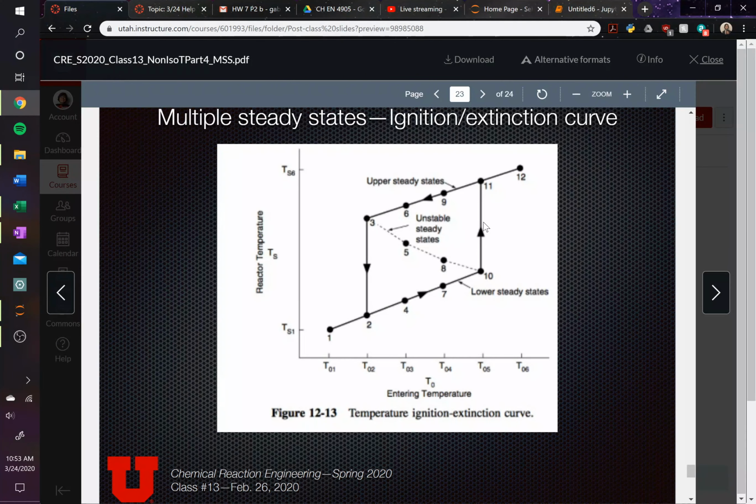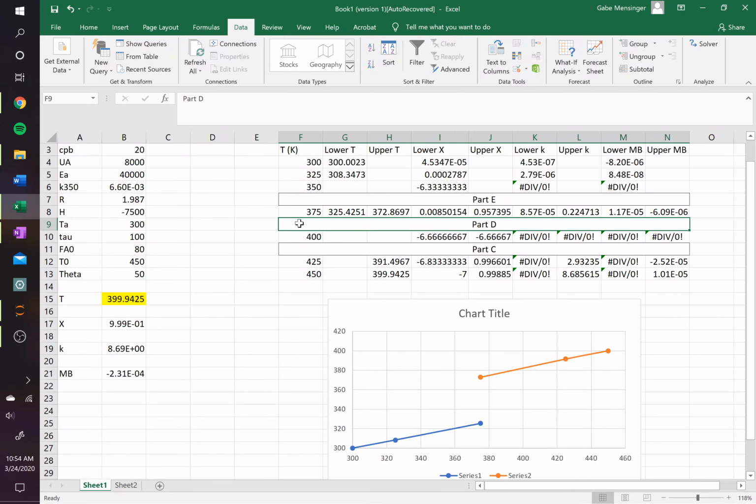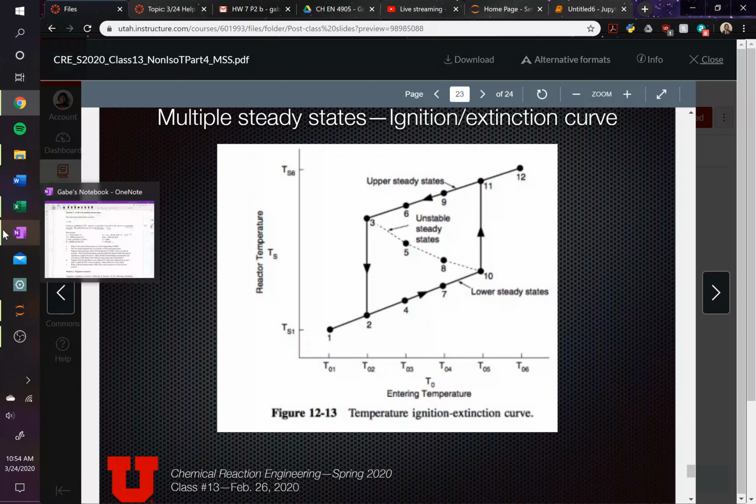So we have gotten to this point, we increased a little bit, which causes us to go to the upper branch, and now we're going to decrease by about 20 degrees to around there. And it's asking for the temperature and conversion at that inlet temperature. So again, that's going to take more guessing and checking, and I tried to give you guys a hint on that one. That one is going to be between 375 and 400. And you'll really only care about the upper branch for this problem, because as I said, because of the nature of ignition extinctions, you're going to remain on the upper branch.